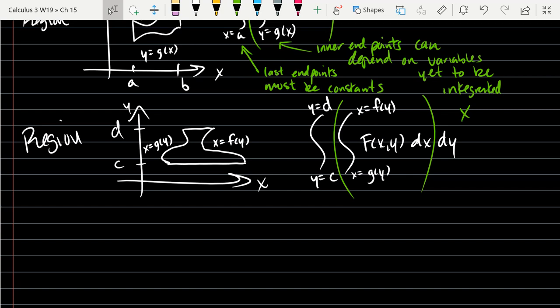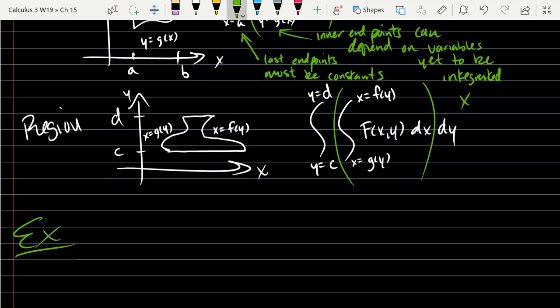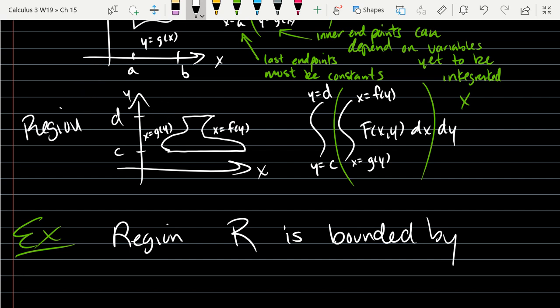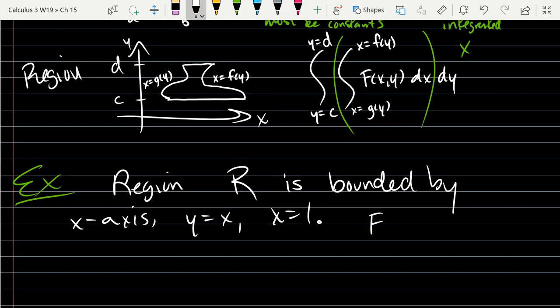So we're ready for our first example. We're going to use R for the region. Don't put two vertical lines down on your R, because this is not all real numbers. This is the region R. So R is a region bounded by the x-axis, y equals x, and x equals 1. And here our height function, f of x y, is 3 minus x minus y.